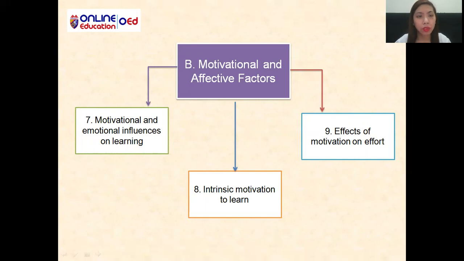The next category is the motivational and affective factors. It has three principles, namely the motivational and emotional influences on learning, the intrinsic motivation to learn, and the effects of motivation on effort.